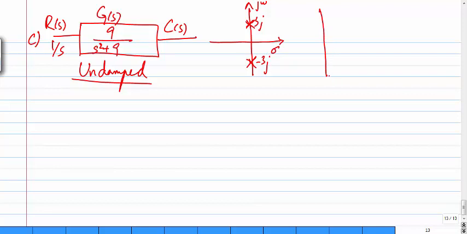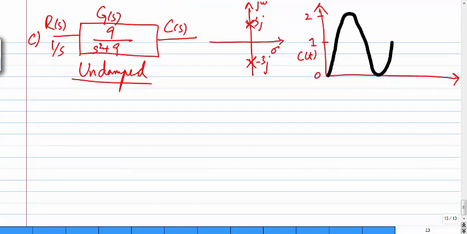So it will start oscillation. If I draw, this is your 1 and this is your 2, this is your 0 and this is your c of t. It will start from here, go up to 2, then come back, then go up to 2. It will start oscillations like this.